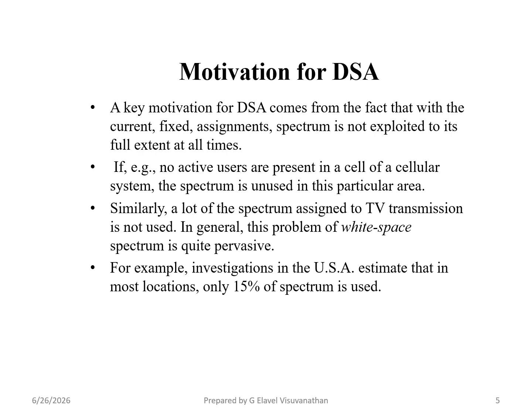Why? Because if no active user is present in a particular cell, then the spectrum is going to be unused. Similarly, a lot of spectrum is assigned for TV transmission, and it is not going to be used. As per the investigation by the USA, nearly 15% of spectrum is going to be used. So another 80% of spectrum is going to be unused. So that is why we are going for dynamic spectrum access. Right.